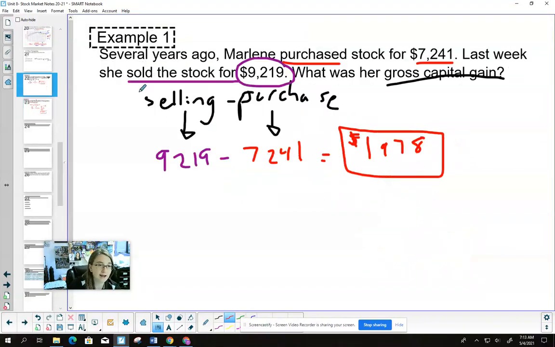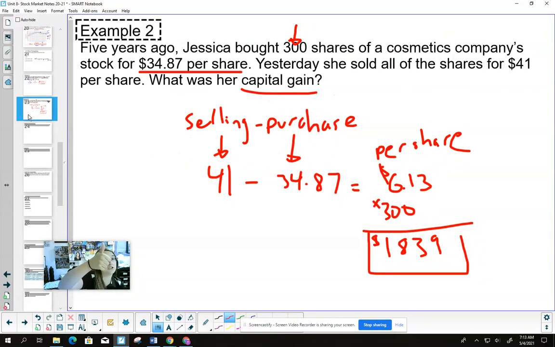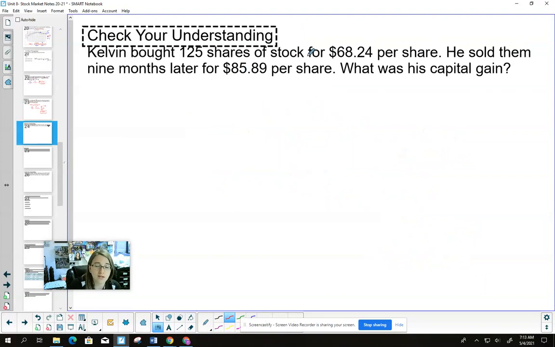So just be careful and keep an eye out. If they tell you the total prices, you just subtract. If they tell you how many shares and then the individual prices, make sure you find the total capital gain in the end. So try this one more time. Again, notice that we have a number of shares and an individual price per share. We need the total capital gain for all of these.